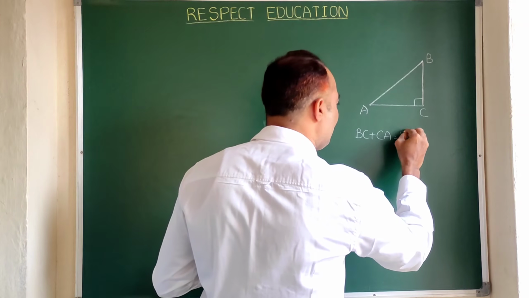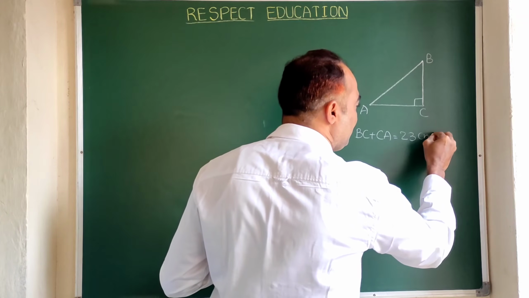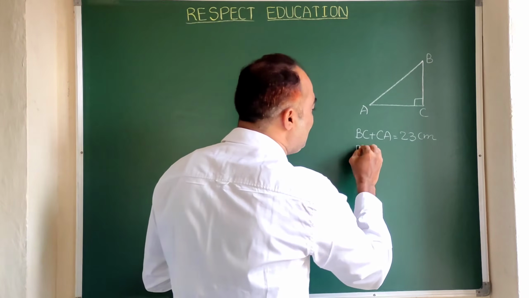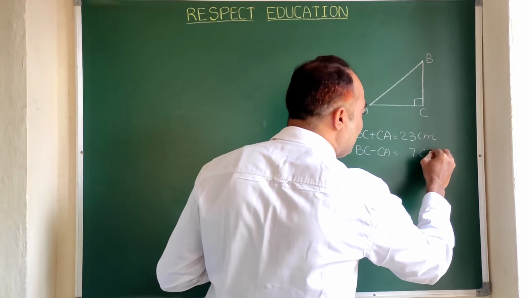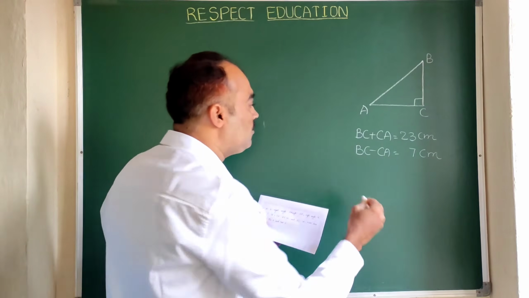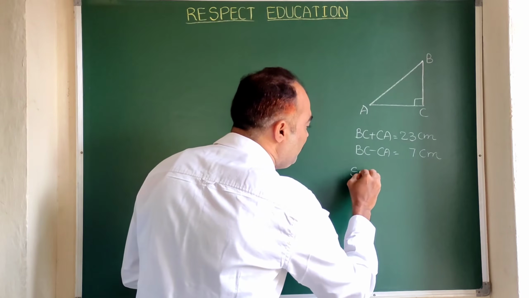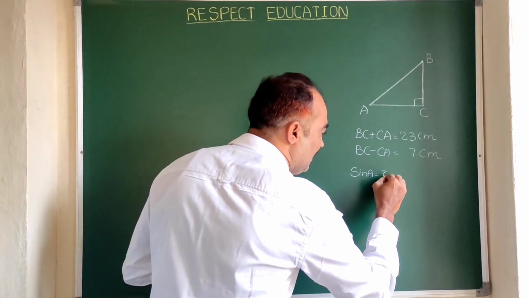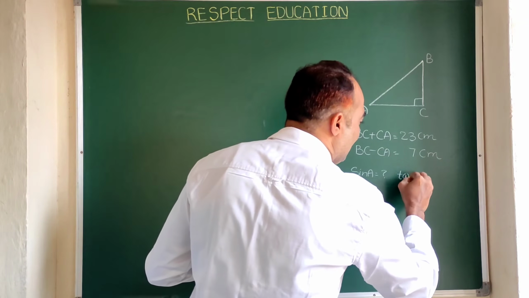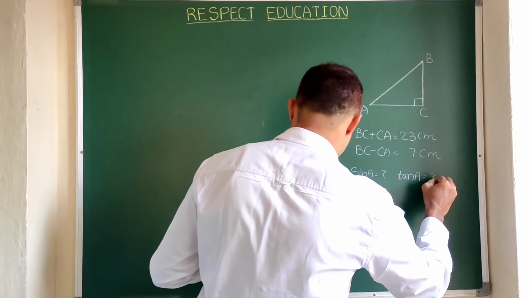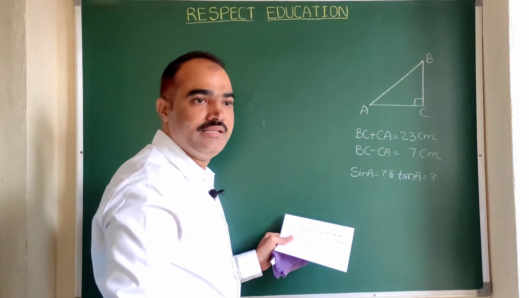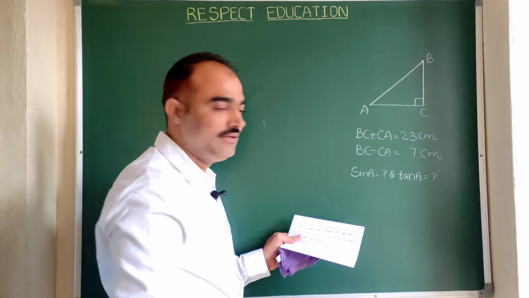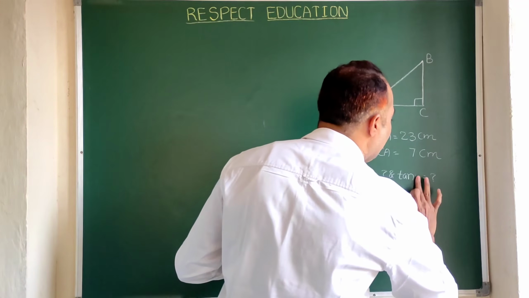CA is equal to 23 centimeter and BC minus CA is equal to 7 centimeter. Then what to find here? To find sin A and then tan A. Tan A, right? These are the questions. Is it tan B? Yes. So it is sin A and tan B.